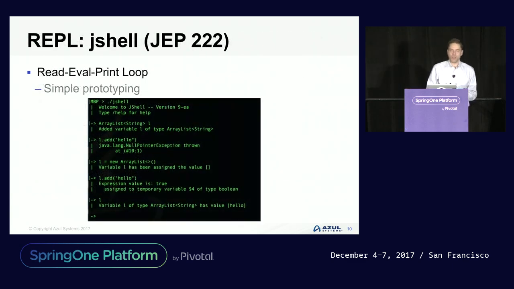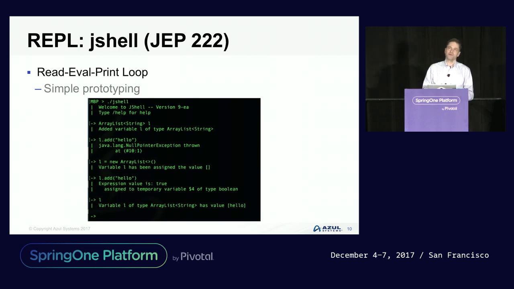JShell. This is a REPL, a read, eval, print loop. And the idea of this is something that a lot of languages have had already. It's the idea of being able to do prototyping and understand how your code works quickly and easily. Rather than having to start up the IDE, create a new project, create a new file, go in, and type in a few lines of code that you're interested in seeing how they work, you can just fire up JShell, type in the commands that you want, analyze what's going on, and then see how your code is actually going to work when you develop the actual project.